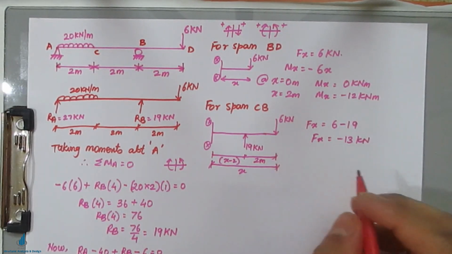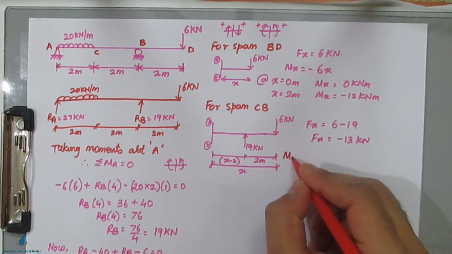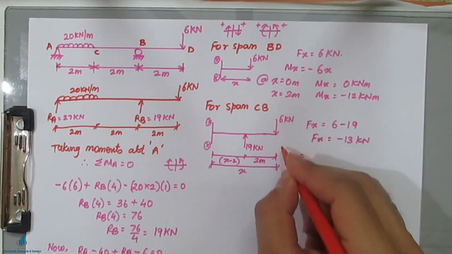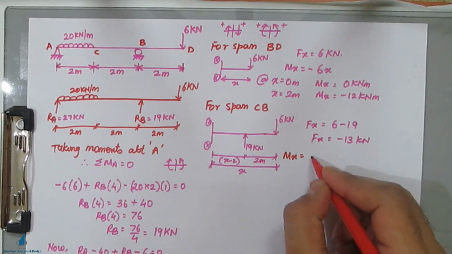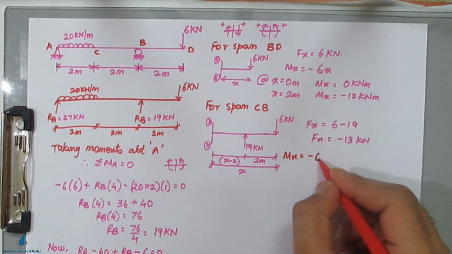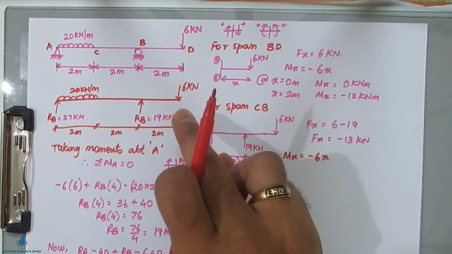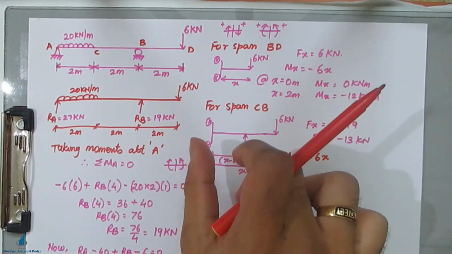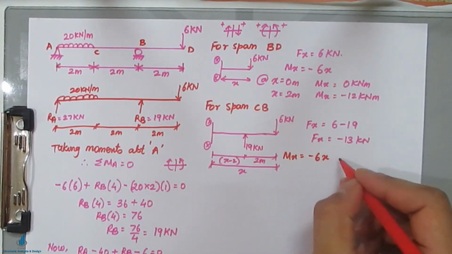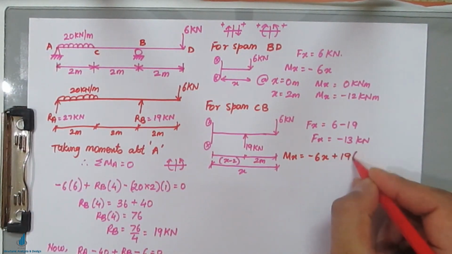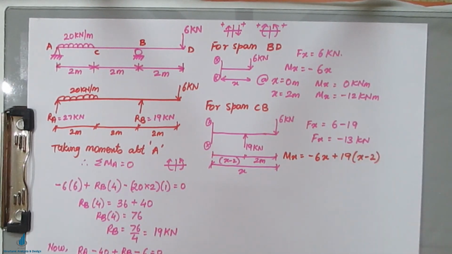Now we shall calculate the bending moment Mx. The 6 is moving at a distance of x, so this will become minus 6x. Now this 19 is moving in the anti-clockwise direction. Anti-clockwise is positive from the right hand side, so plus 19(x minus 2).